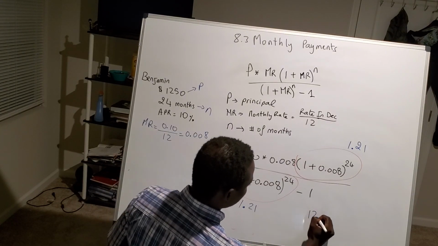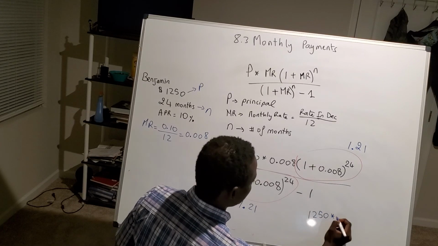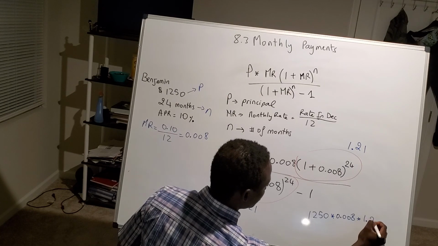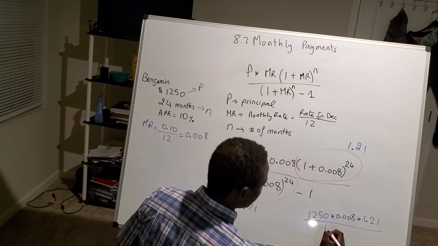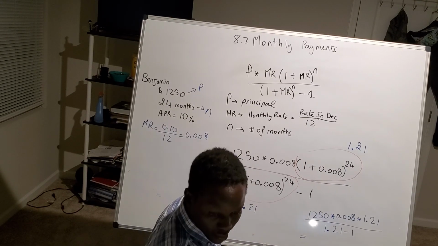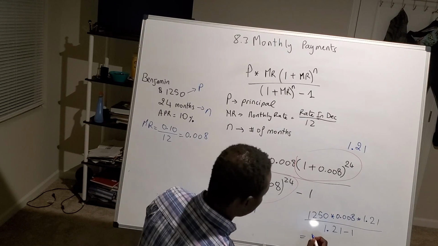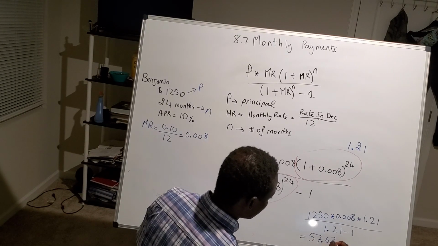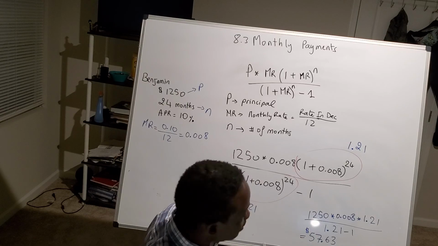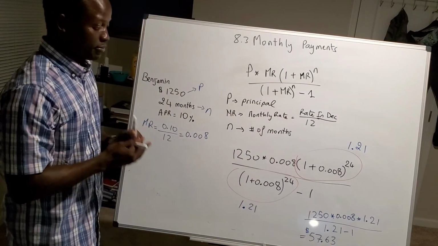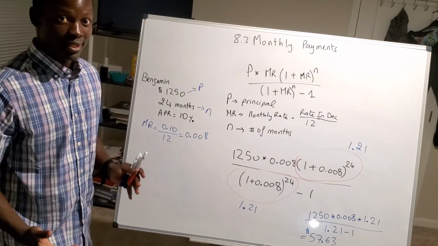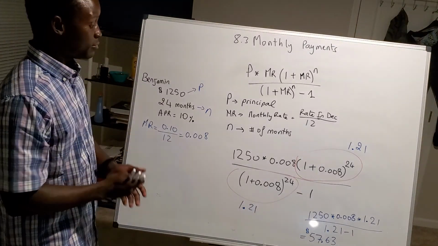So you do 1250 times 0.008 times 1.21, and then 1.21 minus 1, and then do that, and then you will get $57.63. All right, so this will be your monthly payment, $57.63. And if you have something close, that's fine. If you have $57.40, that's also fine, because we're using decimals, right?